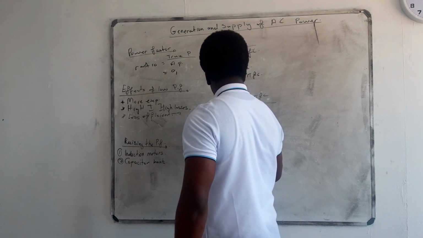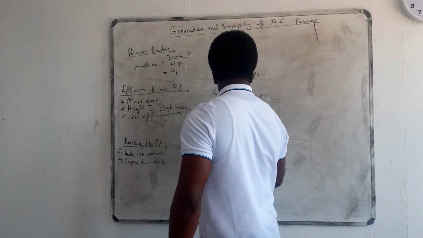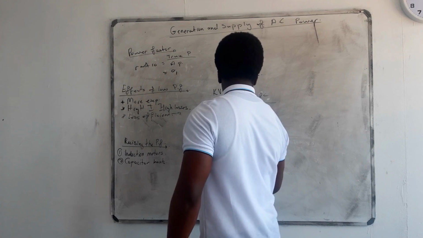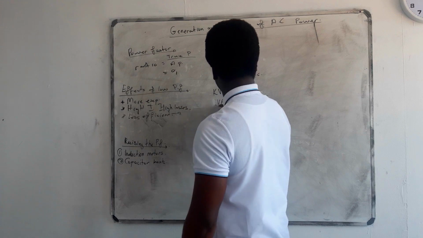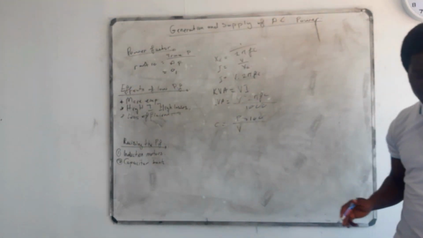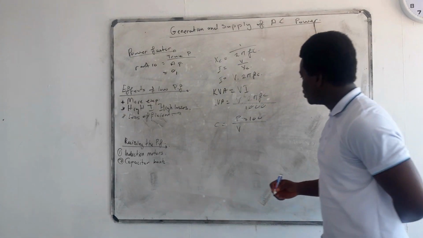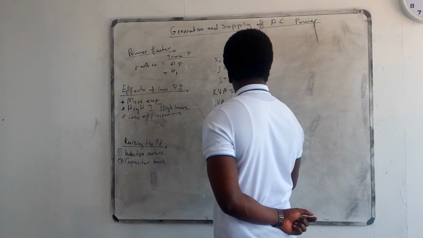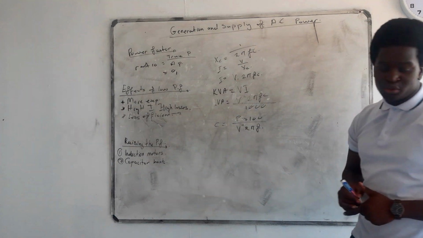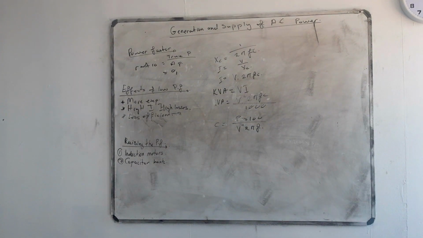So it will be C is equal to kVA multiplied by 1,000 divided by, so let me just use the term power, not kVA, because power makes much more sense. C is equal to power divided by V squared times 2 pi F. This is the formula that you end up having. Makes sense, right?